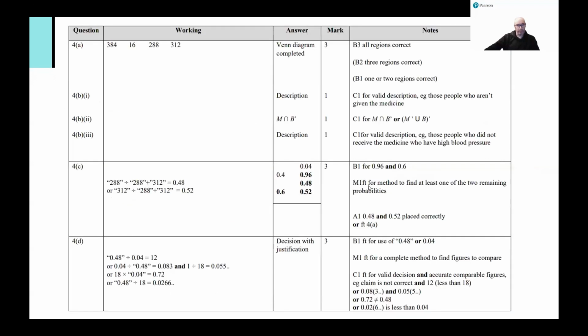So here's the mark scheme. And you can see in the notes the sort of notation that's allowed for set notation. And that communication mark at the bottom, the different options that are allowed.